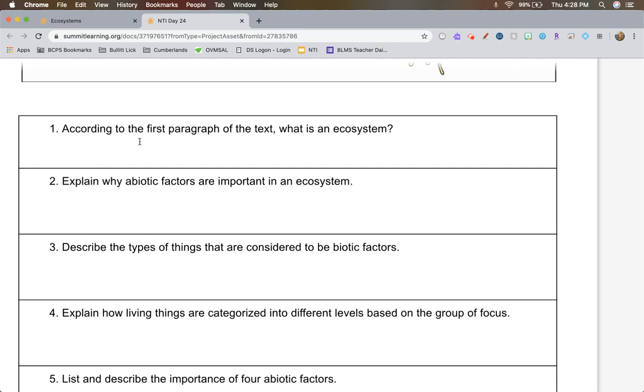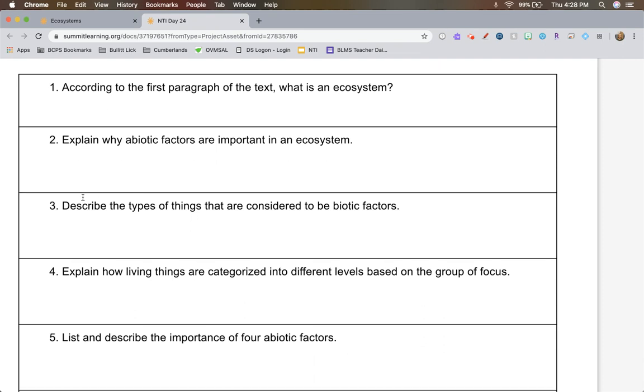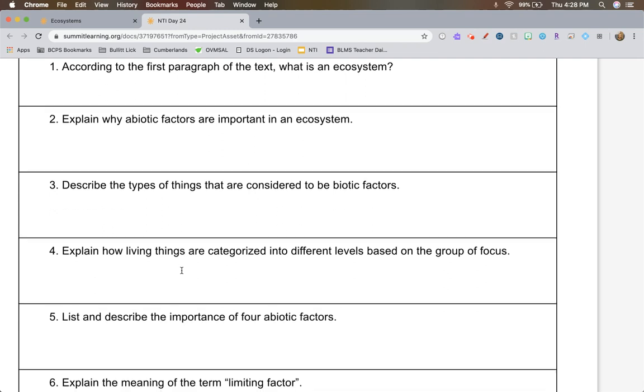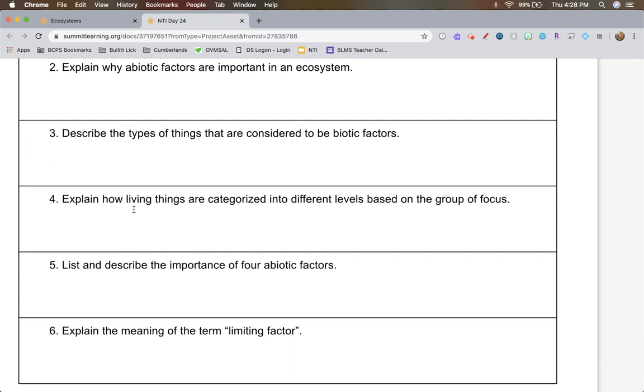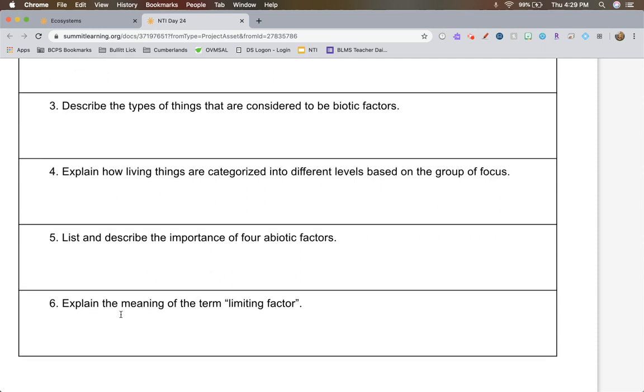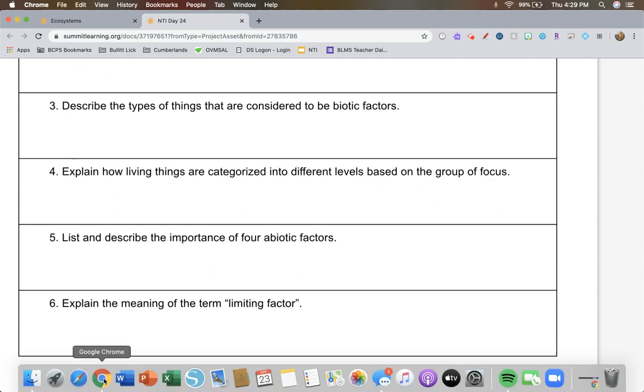Number 1, according to the first paragraph of the text, what is an ecosystem? Number 2, explain why abiotic factors are important in an ecosystem. Number 3, describe the types of things that are considered to be biotic factors. Number 4, explain how living things are categorized into different levels based on the group of focus. Number 5, list and describe the importance of 4 abiotic factors. Number 6, explain the meaning of the term limiting factor.